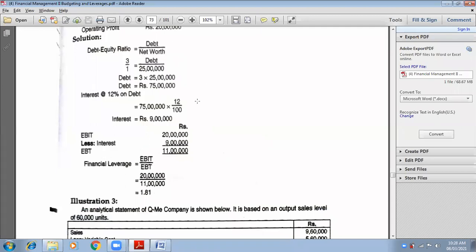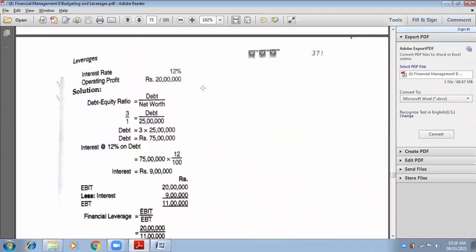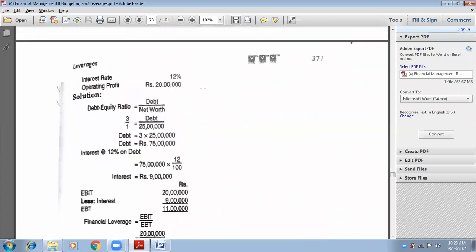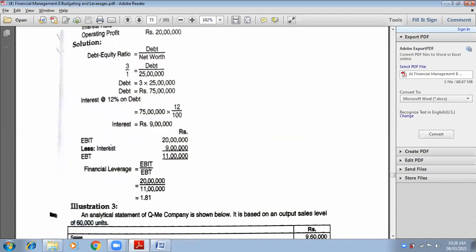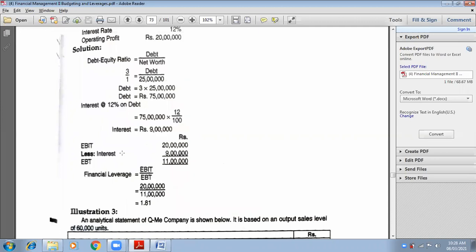There is just one trick. Between EBIT and EBT, we have to calculate interest. Until that interest is deducted from EBIT, how will we arrive at EBT?